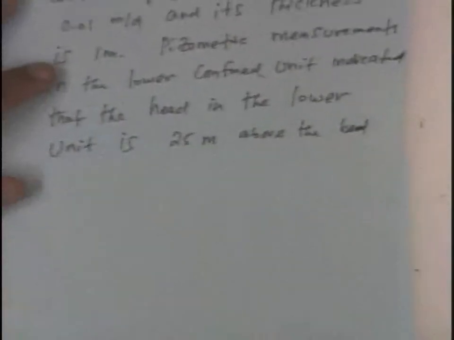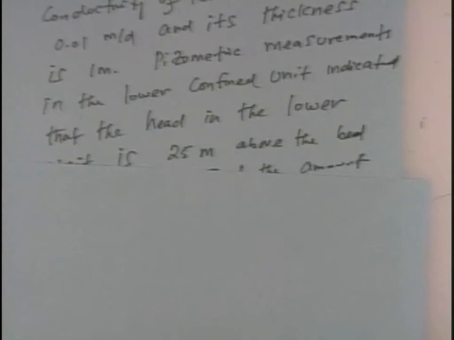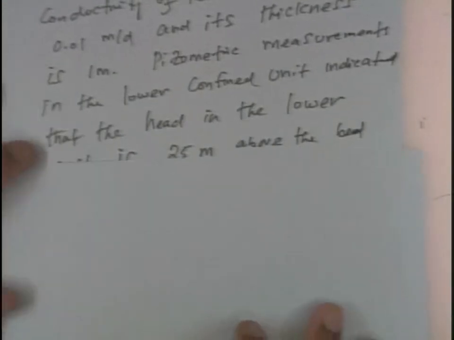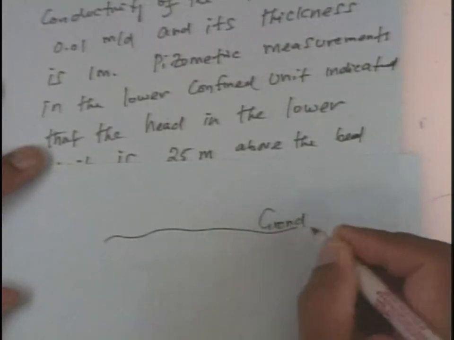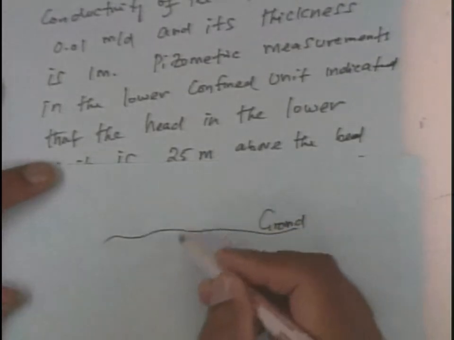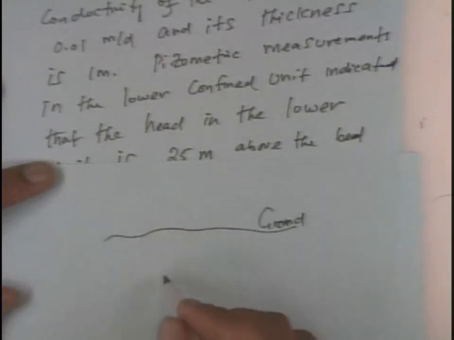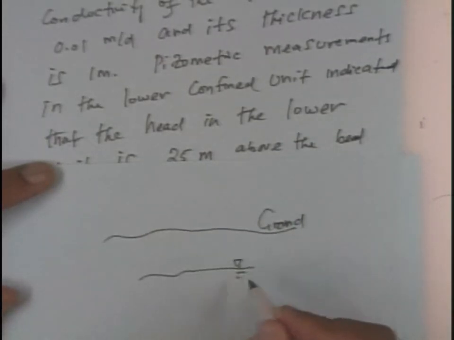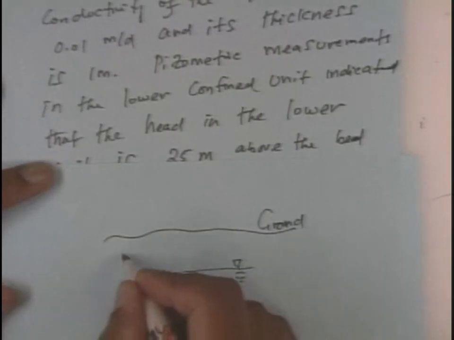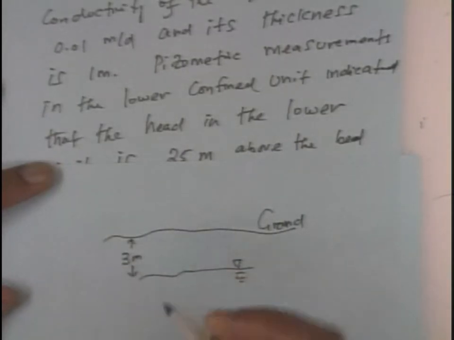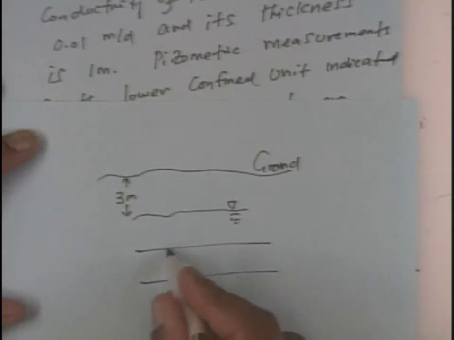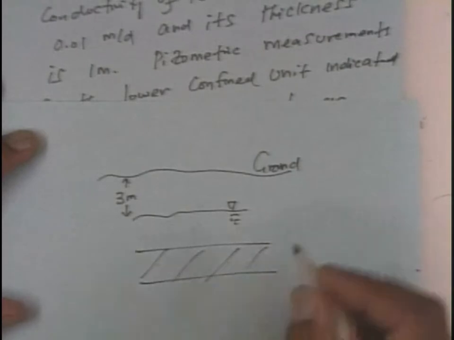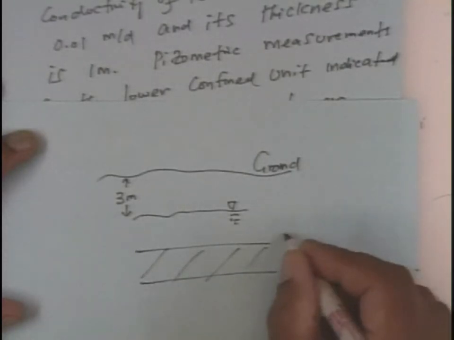Okay. Let's draw a conceptual model for this problem, okay? The first thing is the driller is drilling from the surface, so this is his ground, okay? And he started drilling and the first thing he found was a water table. And that is 3 meters below, okay? And then he keeps drilling and he found a little aquitard. Okay, and he hit that at 10 meters.